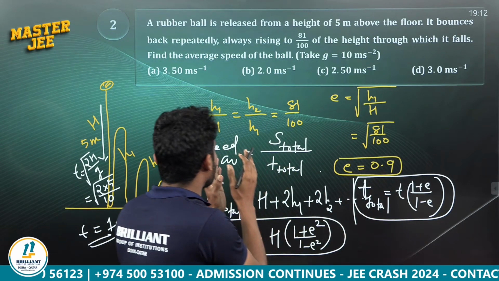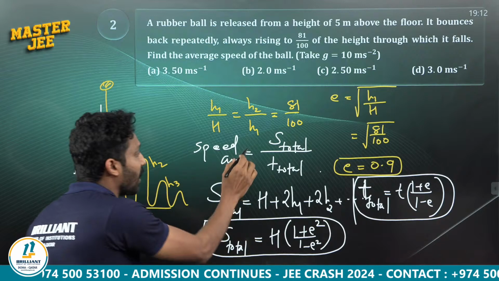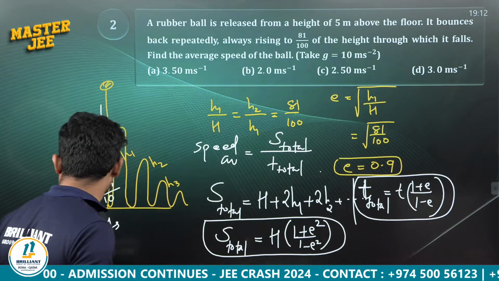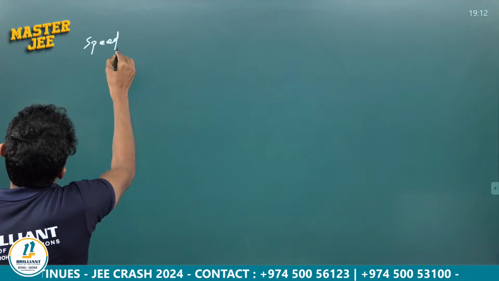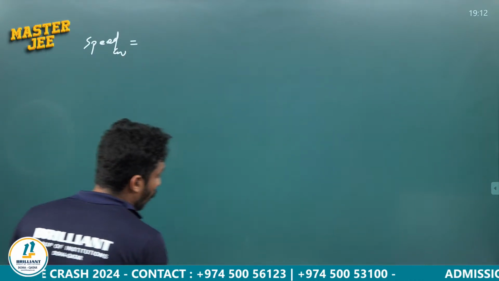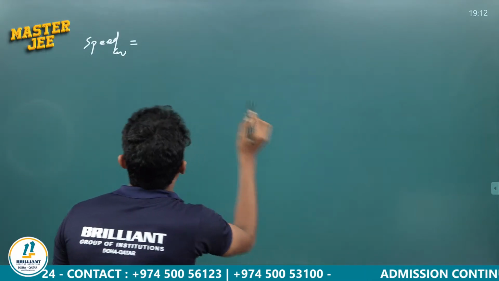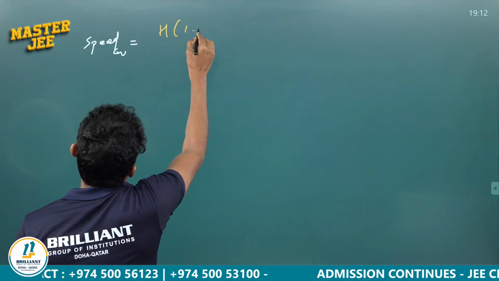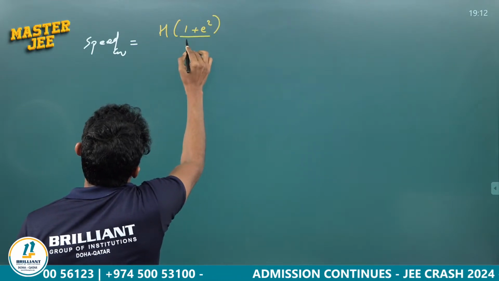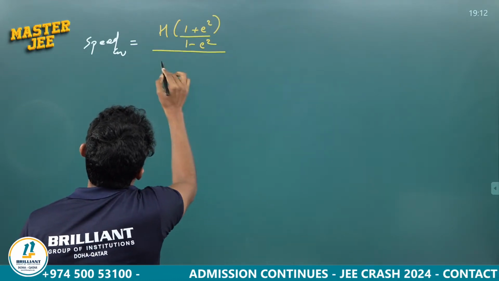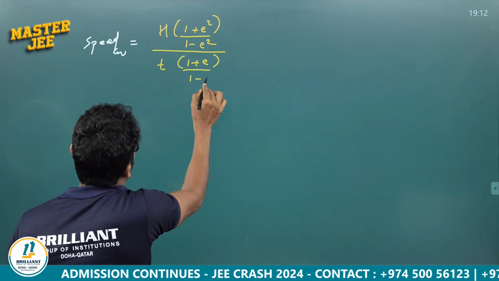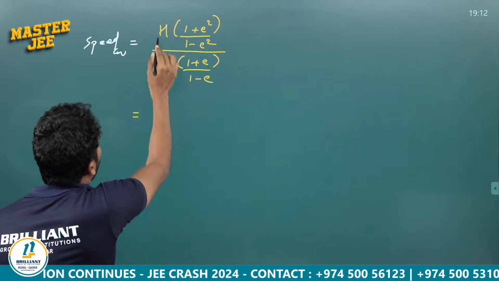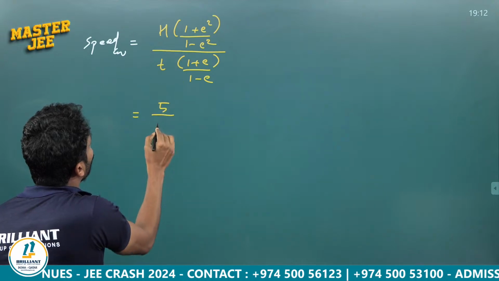Clear? Now, what is the average speed equal to? Average speed is s total by t total. S total is h into (1 plus e square) divided by (1 minus e square), all divided by t into (1 plus e) divided by (1 minus e). Isn't it? That is equal to, h is 5, t is 1.